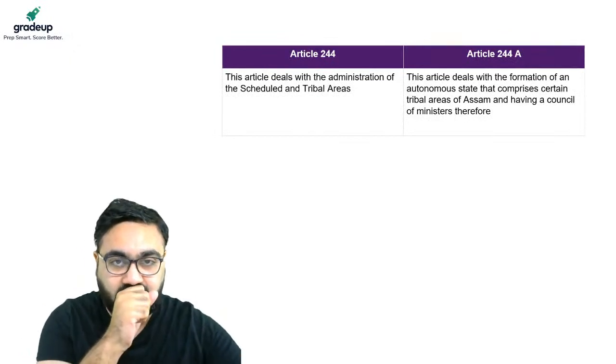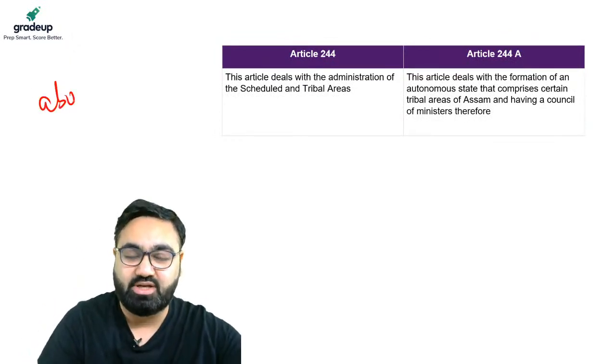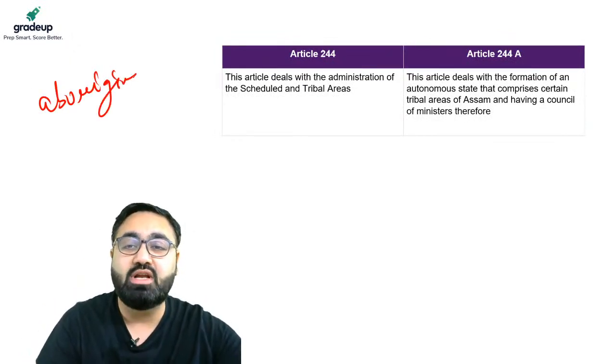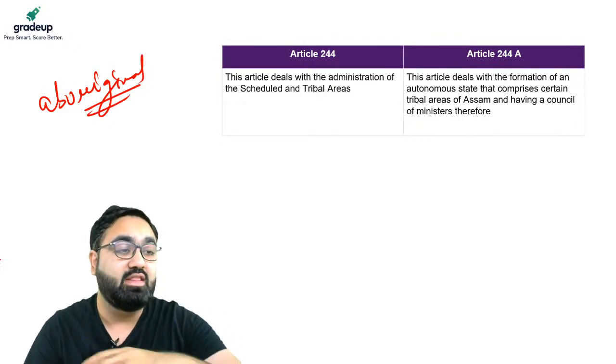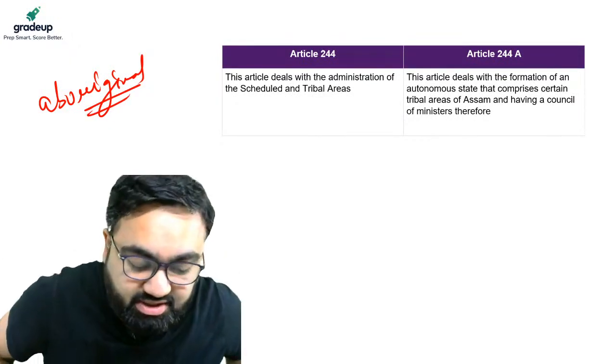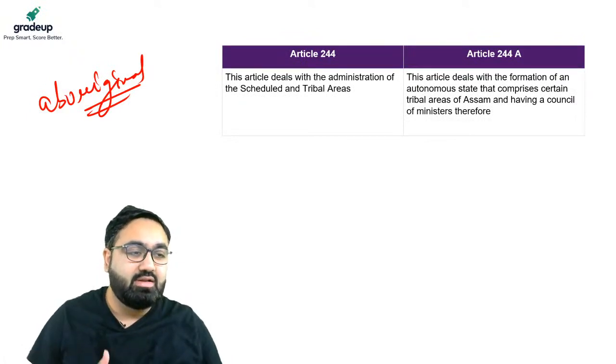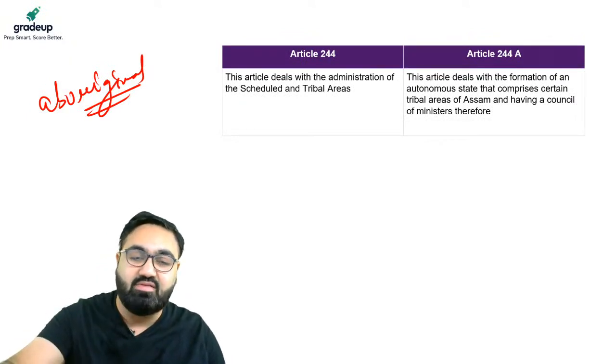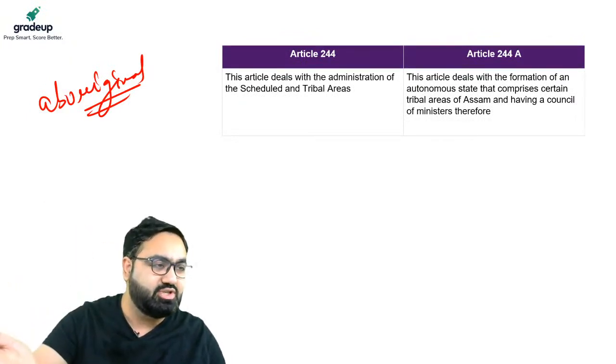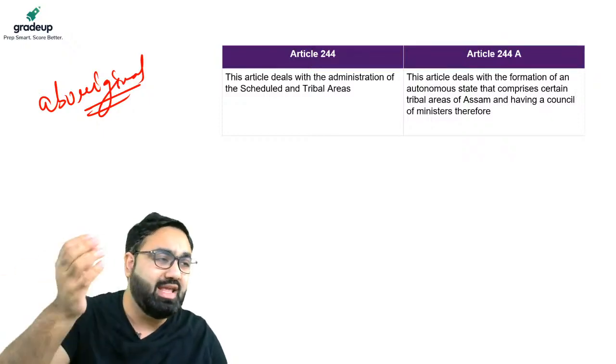Now, what is the aboriginal population? Aboriginal means the people who have been living in the area for many centuries now. So if the same family is living in a certain area for many centuries, then those are the aboriginals.